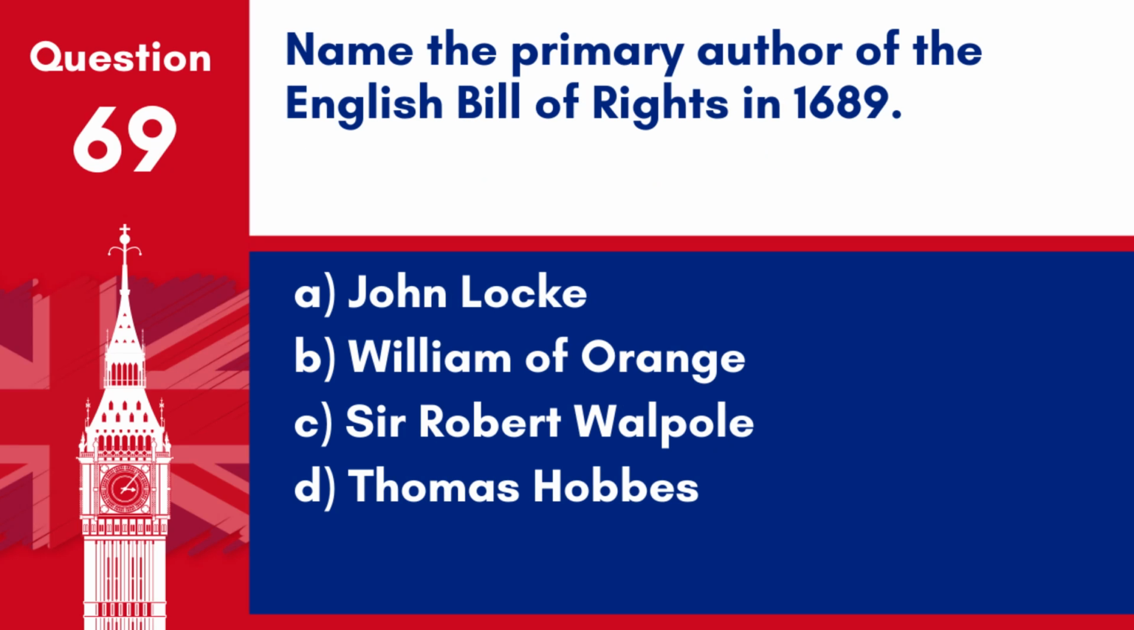Question 69. Name the primary author of the English Bill of Rights in 1689. A. John Locke. B. William of Orange. C. Sir Robert Walpole. D. Thomas Hobbes. Answer: A. John Locke. John Locke is often credited as a significant influence on the English Bill of Rights in 1689. Although he was not the direct author, his ideas were influential.